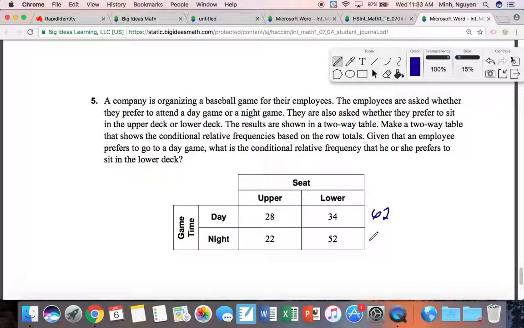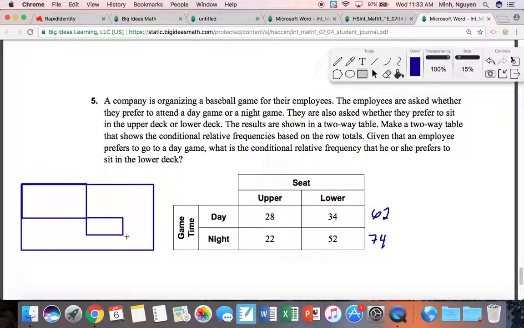62 and 40. 22 plus 52 is 74. So that means it's asking you to just divide each of these numbers by the row total. So 28 over 62, 34 over 62, 22 over 74, and 52 over 74. So I will copy this, and you'll have to make it yourself. But I explained it to you.